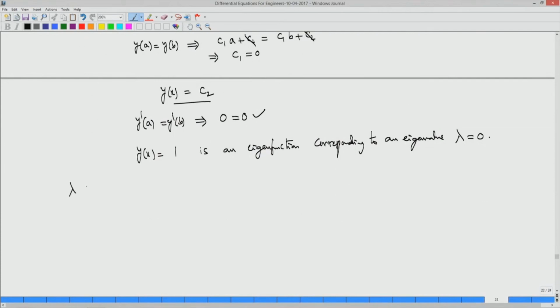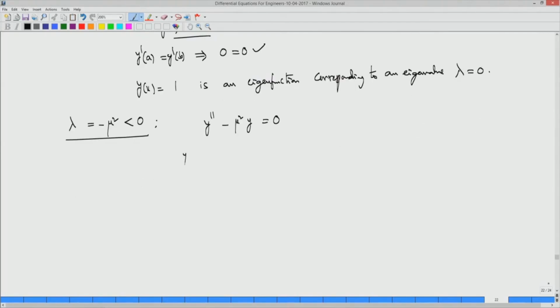Now we have to see what happens for lambda negative, that is minus mu square, which is negative. So this is the case. The differential equation is y double dash minus mu square y equal to 0. So for its general solution, k square minus mu square equal to 0, k equal to plus or minus mu. So you have y equal to c1 e power mu x plus c2 e power minus mu x. Here mu is always positive.